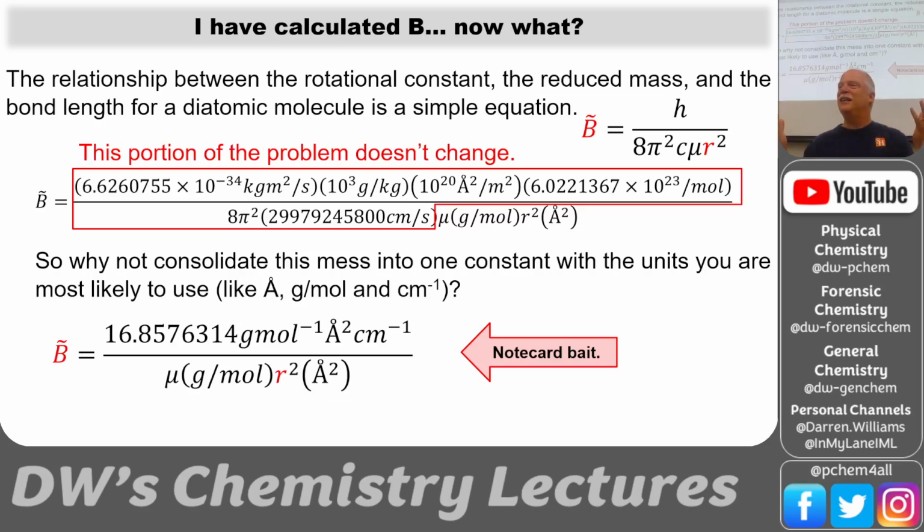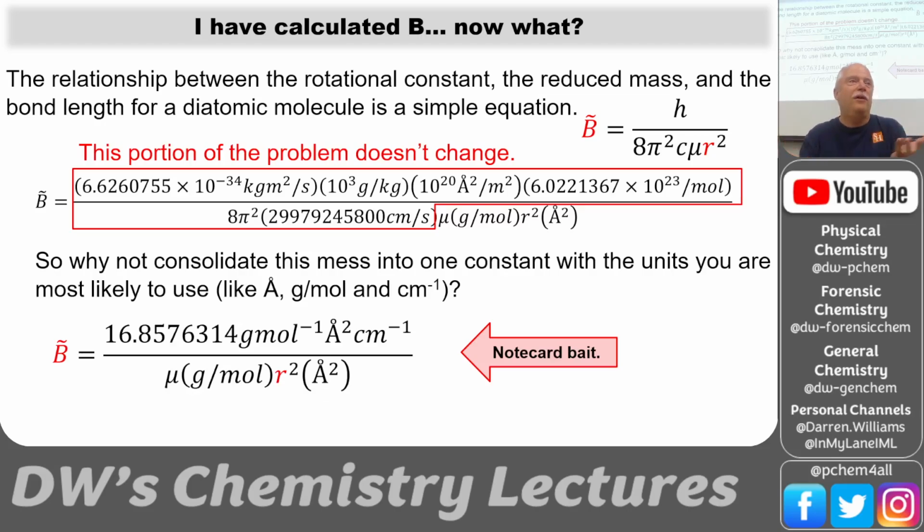And also useful in Excel, you can have a constant. You don't have to worry about times 10 to the everywhere. So get rid of all the times 10 to this and make a single constant. There's a very nice constant, 16.8576314. But look at the units too. It's in the units I want to use.